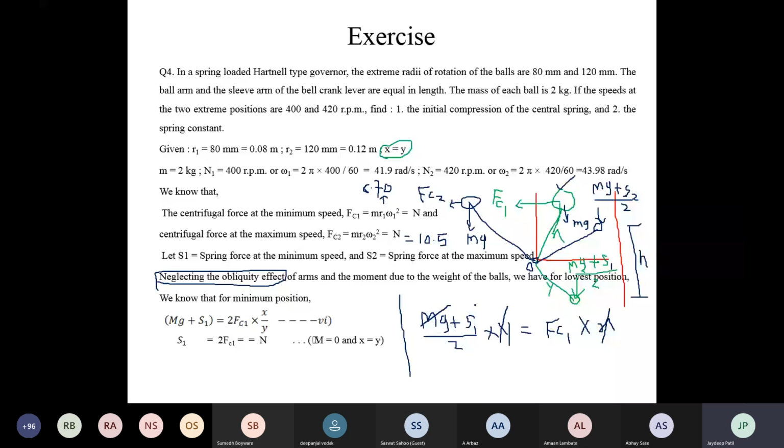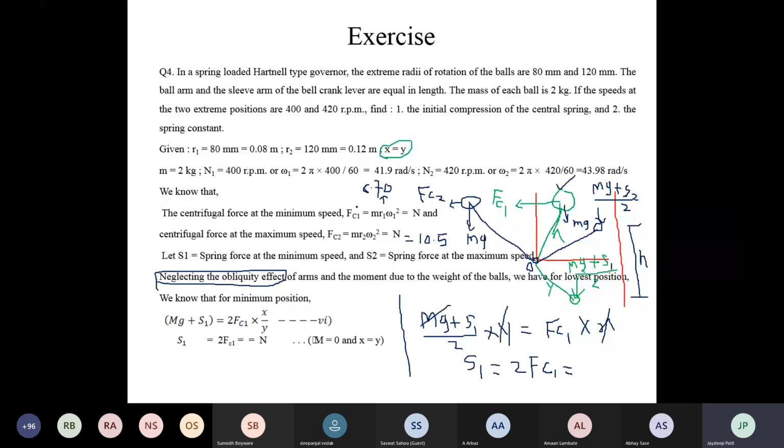Got it? Now note down this and tell me the answer. It is not compulsory to draw the figure. If you remember this formula, you can directly write it down. Similarly, for maximum speed, you have to replace only S1 with S2 and FC1 with FC2. So S2 is equal to 2FC2. Just double it.